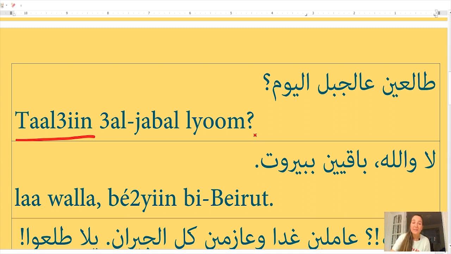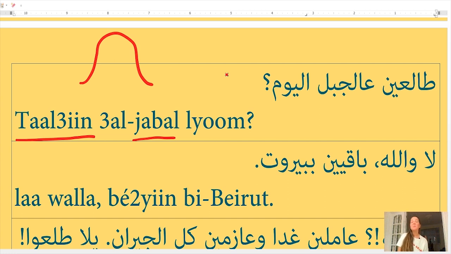Now when I said al-jabal, maybe we don't really mean going up to the mountain and climbing, but it's also because people usually spend the summer in the mountains, where usually the villages are. So in Lebanon, basically villages are usually in the mountains, and in the city we don't have villages, we have more like towns.